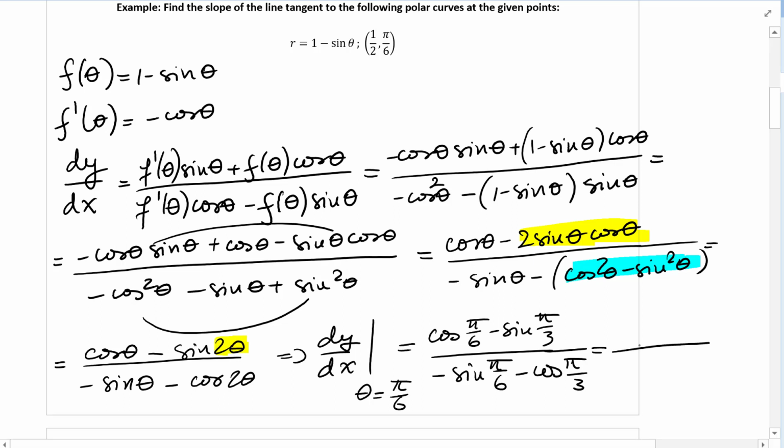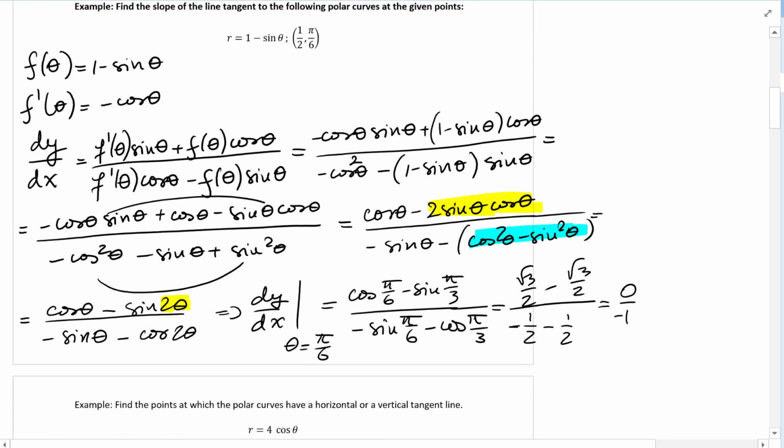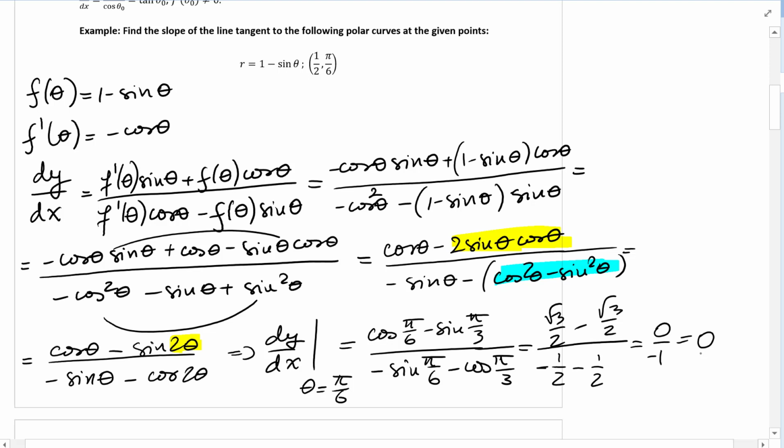So cosine of pi over 6 is cosine of 30 degrees, so that's square root of 3 over 2, minus sine of 60 degrees, that's square root of 3 over 2. The denominator, negative sine of 30 degrees, that's 1 over 2, minus cosine of 60 degrees, that's 1 over 2. So the numerator is 0 and the denominator is negative 1. So the answer is 0. So the slope of the tangent line at 1 over 2, pi over 6 is 0.